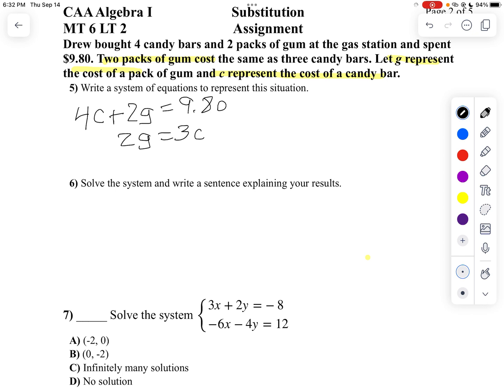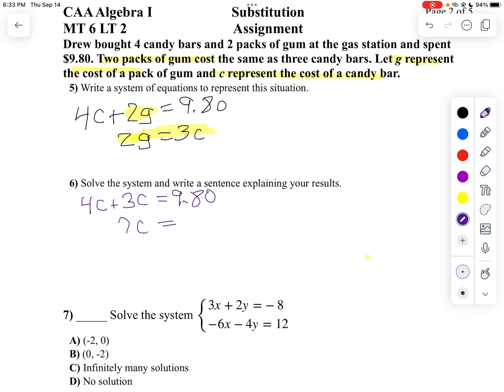Now notice on this one, we don't necessarily have to solve for G, because in both problems we have 2G. So in my first equation, I'm going to replace 2G with 3C. So now I'm going to write 4C plus, instead of 2G, I'll write 3C. That equals 980. Now I can solve that problem.